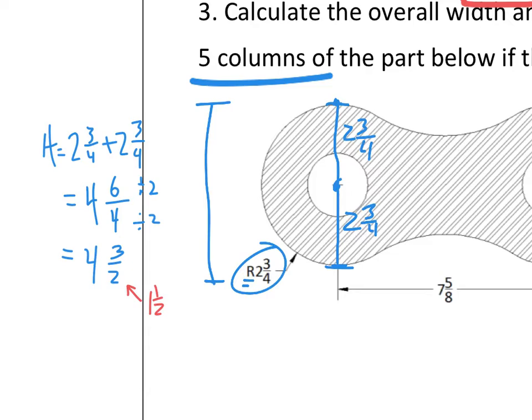Well, we have 4 plus the 3 halves, or 4 plus 1 1/2. Okay, is what's going on. So this is 5 1/2. Okay, or 5.5, we'll say. Okay, we can make this decimal.